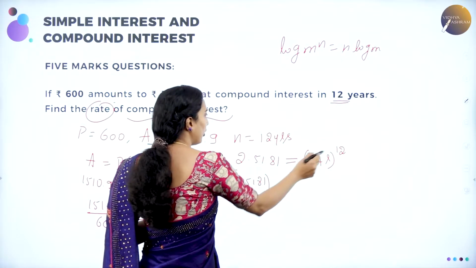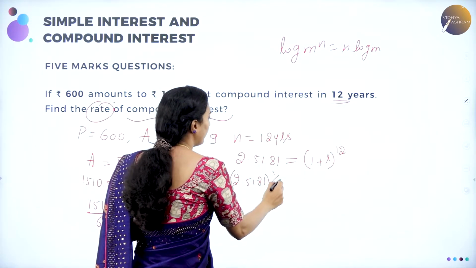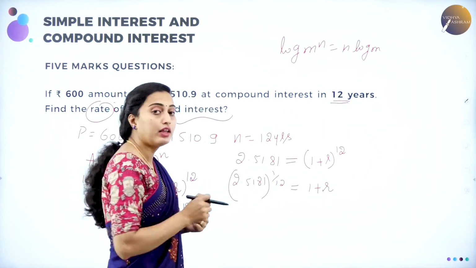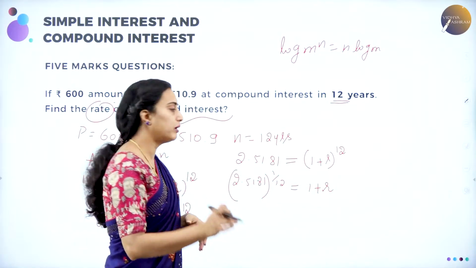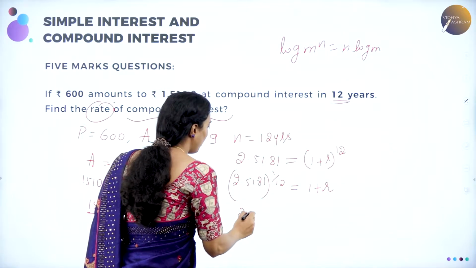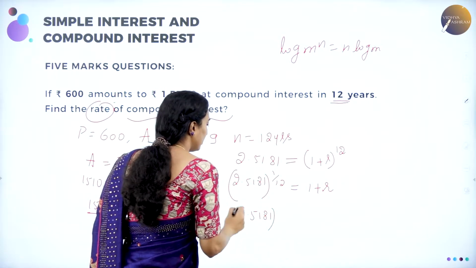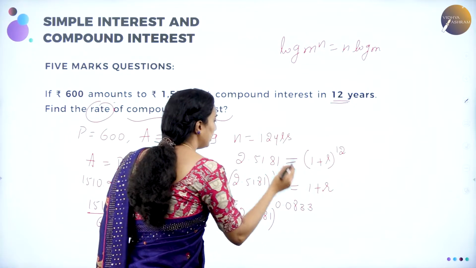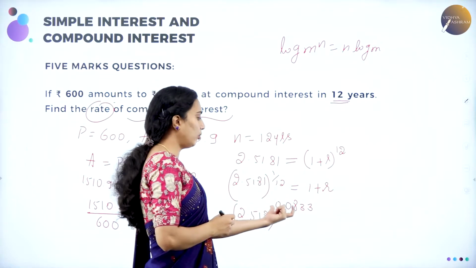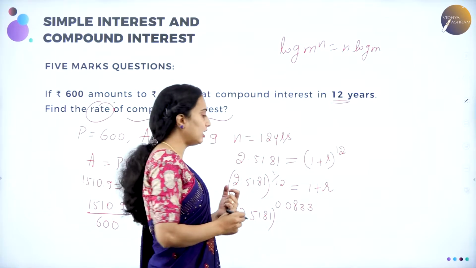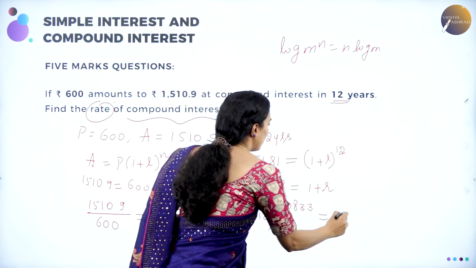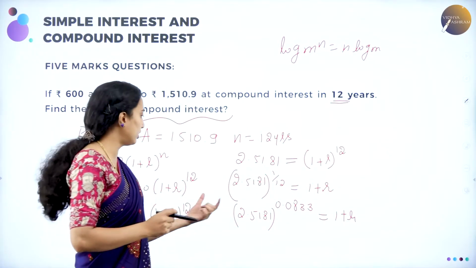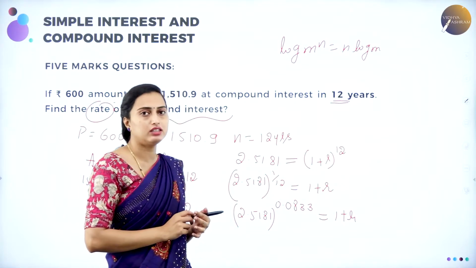2.5181 to the power of, if 12 comes to this side, it will become 1 by 12, which will be equal to 1 plus r. Okay. Now, what is 1 by 12? 1 by 12 is equal to 2.5181 whole to the power of 0.0833. It will continue to the digit. So if you write only 4 digits after the decimal point, it is enough, which will be equal to 1 plus r. Okay. Now you are going to have this one to the power of 0.0833.